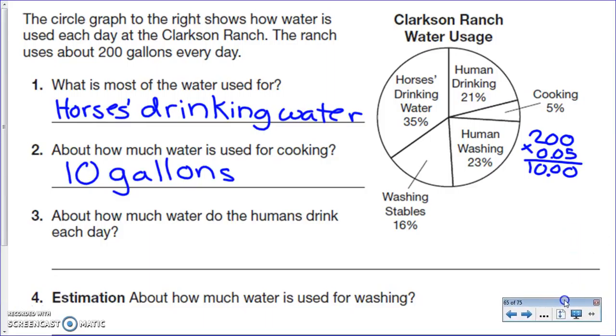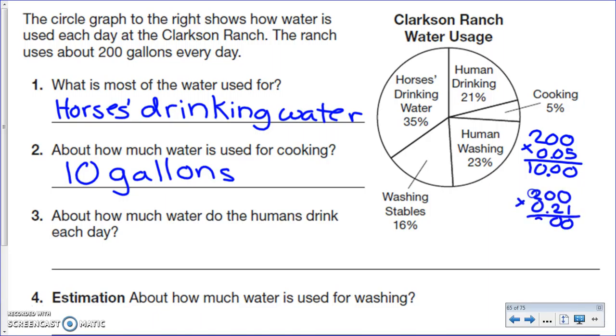Number 3, about how much water do the humans drink each day? So we see human drinking is 21%. So we're going to multiply 200 by 0.21 to find out how many gallons humans drink each day. So when we multiply 200 by 21 hundredths, we get 42. So 42 gallons are drunk each day.